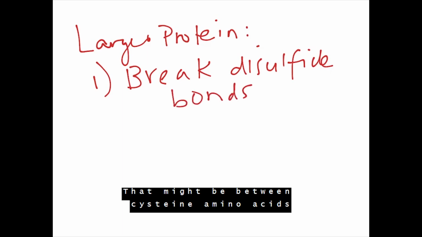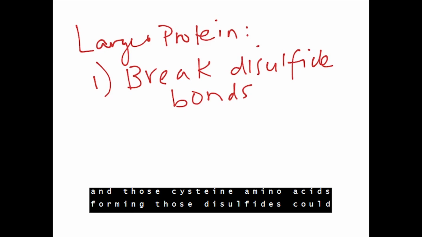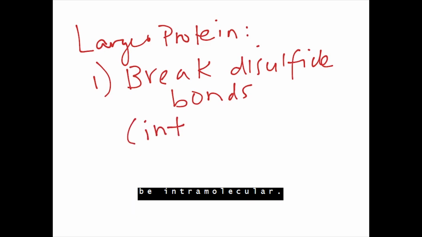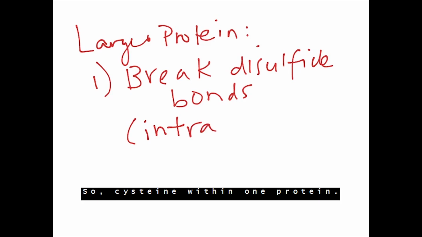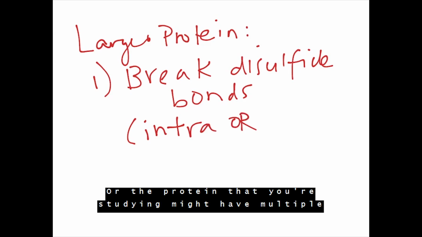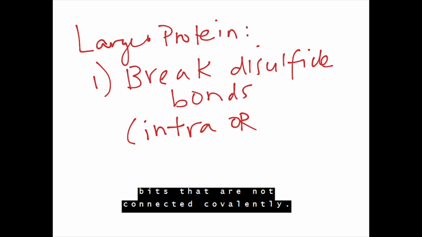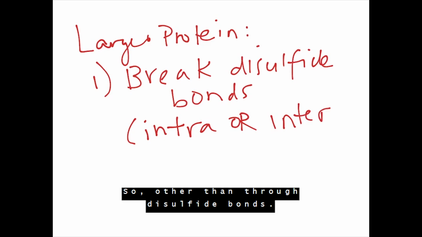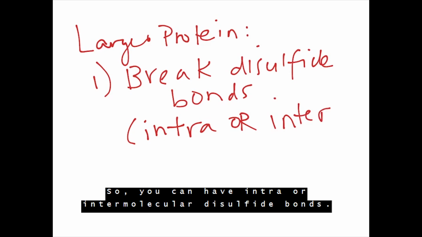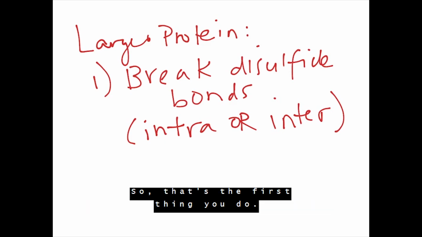That might be between cysteine amino acids. And those cysteine amino acids forming those disulfides could be intramolecular, so cysteines within one protein, or the protein that you're studying might have multiple bits that are not connected covalently, other than through disulfide bonds. So you could have intra or intermolecular disulfide bonds.